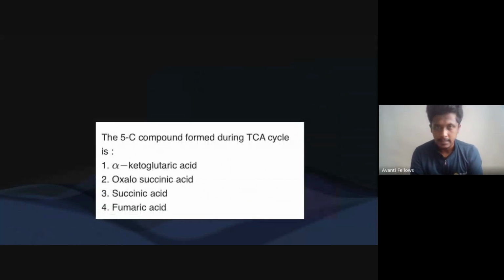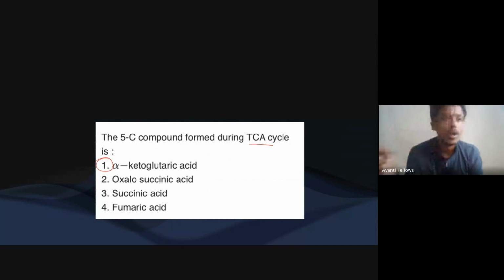Okay, next one. What is the 5 carbon compound formed during the TCA cycle? Alpha ketoglutaric acid, oxaloacetic acid, succinic acid, or fumaric acid. Tell me which is your right option. Maybe you don't know, but the answer is alpha ketoglutaric acid. It is the only 5 carbon containing compound formed during the entire TCA cycle or Krebs cycle. This you just memorize.